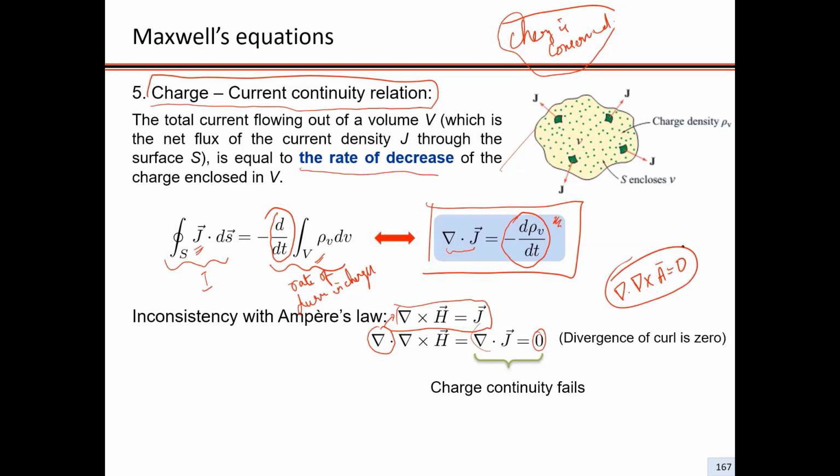This is an identity, mathematically true. So what Maxwell saw was, hey, if I do this, I notice that my divergence of J is equal to 0. It is not equal to this. So charge continuity fails, yeah? He was a mathematician after all. So he was thinking, how come this is 0 while this is not being satisfied? Does that mean the charge continuity is violated?